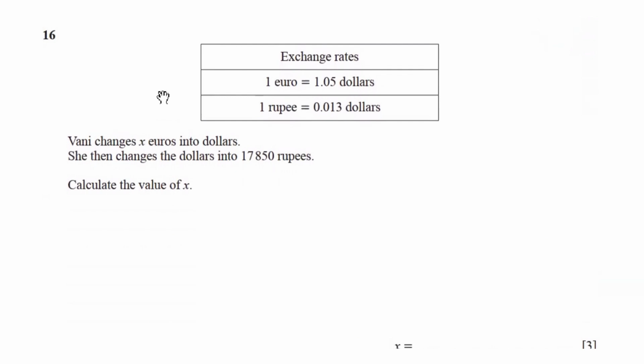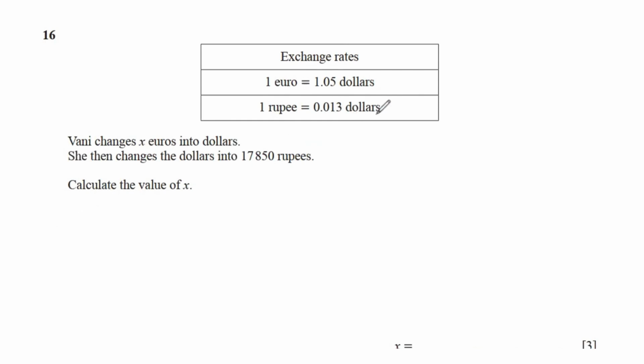Question 16 says that Vani changes X euros into dollars. She then changes the dollars into 17,850 rupees. Calculate the value of X. So we have 3 different currencies over here, and they have given us the exchange rate from euros to dollars and rupees to dollars. So if 1 euro is equal to $1.05, we need to see how much X euros is equal to in dollars. So first we start with converting this 17,850 rupees into dollars.